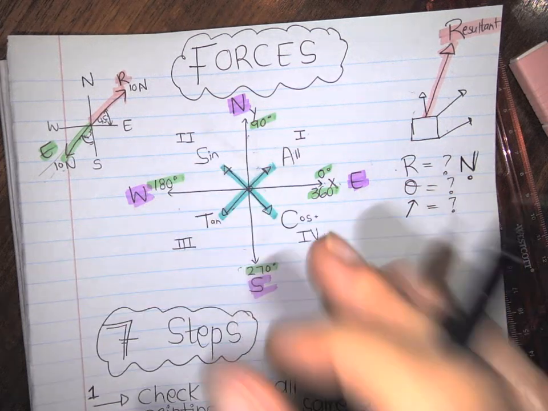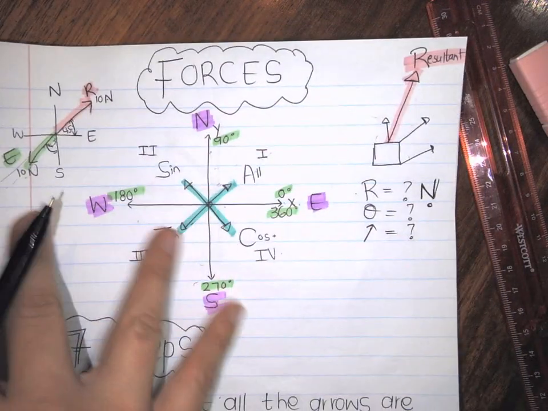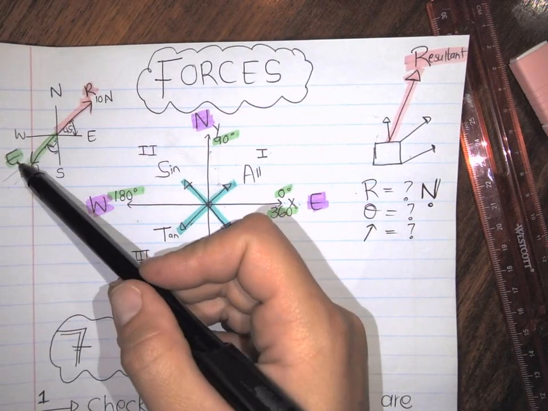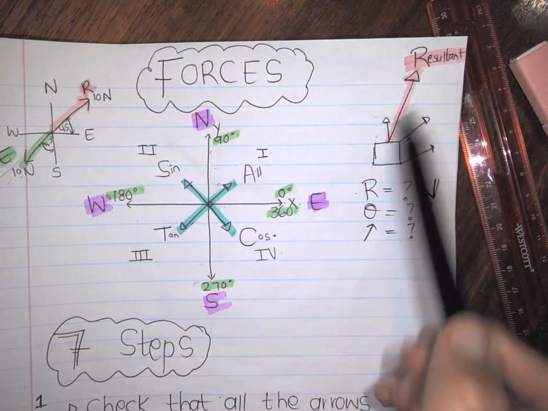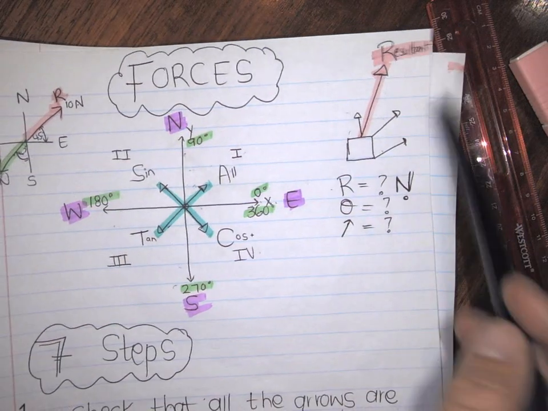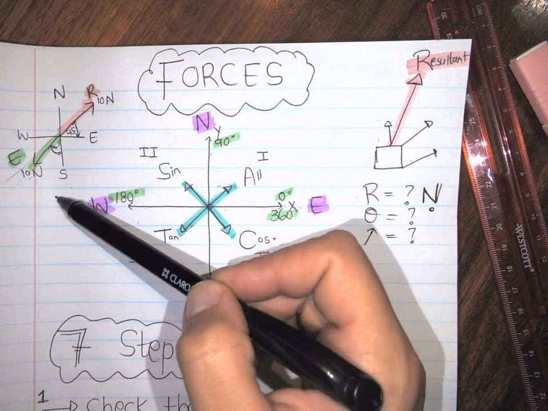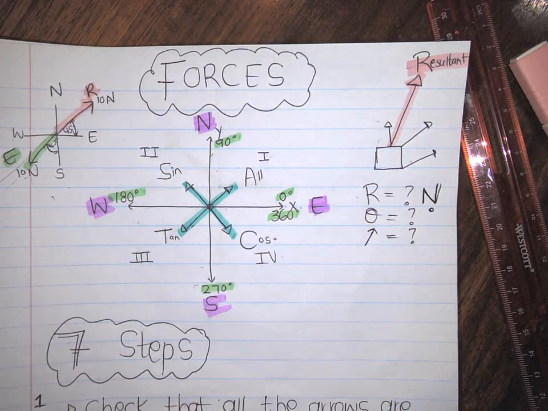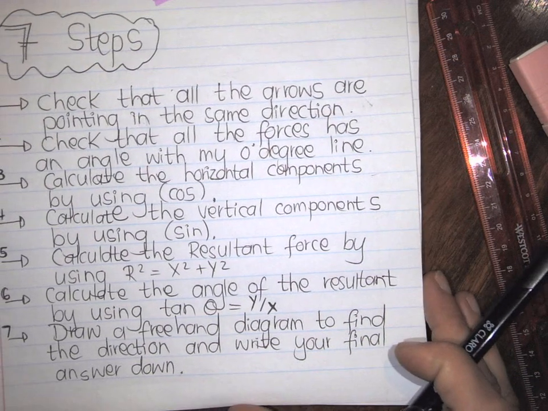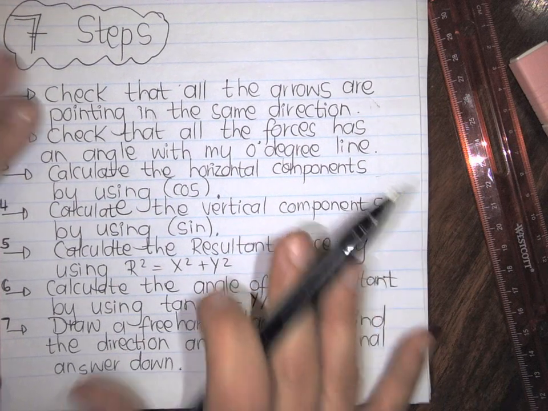Okay, so if they ever ask you to calculate the equilibrant force, you still have to work out all of the steps to get the resultant force, and then all that you do is write the opposite direction. But I'll show you when we've done the example. Okay, so there's 7 steps that I always want you to follow when we're doing this work.